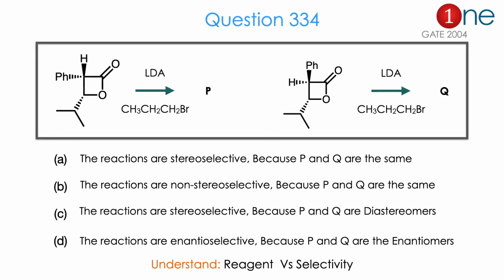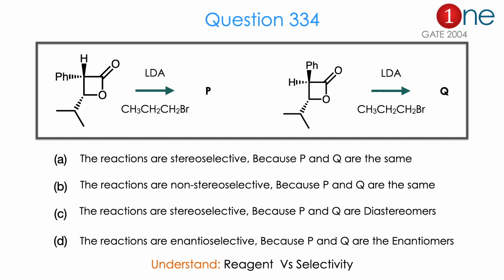Then let us look at the next question. They given the 4-member cyclic ester there with phenyl and isopropyl attachment. In first one, phenyl and isopropyl are syn to each other. In the second one, isopropyl and phenyl are anti to each other. Basically, they differ in the stereochemistry.